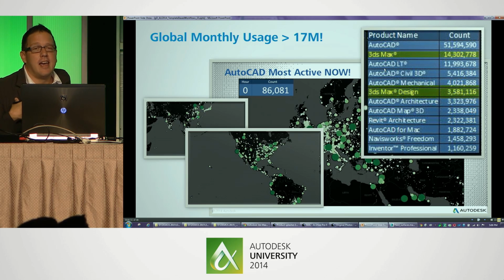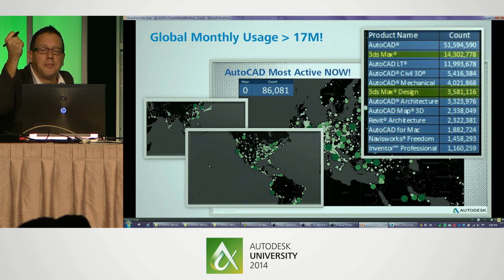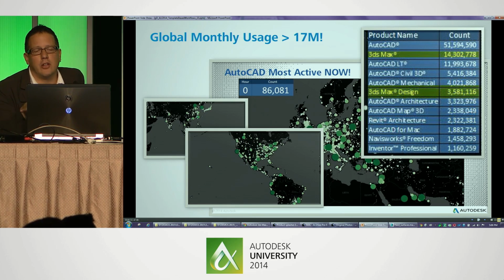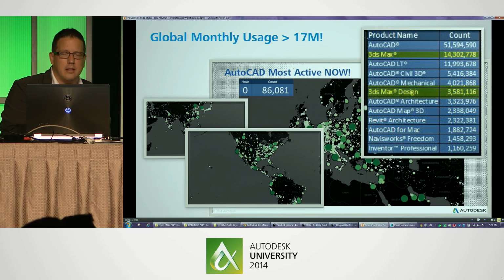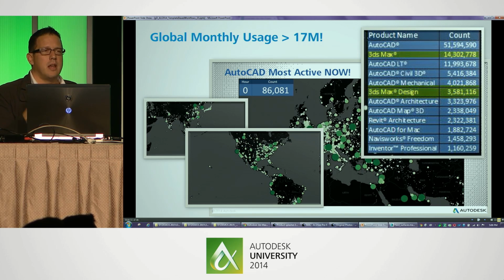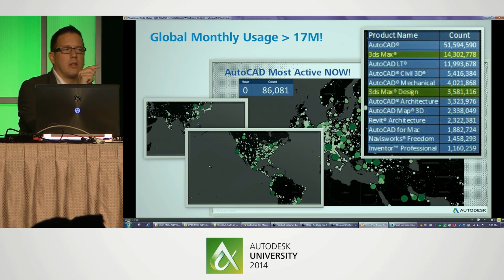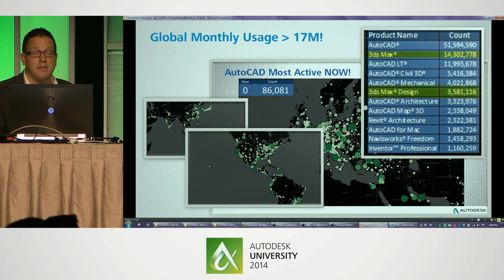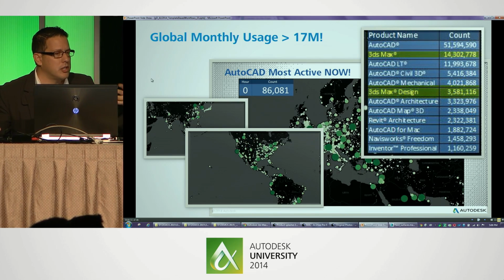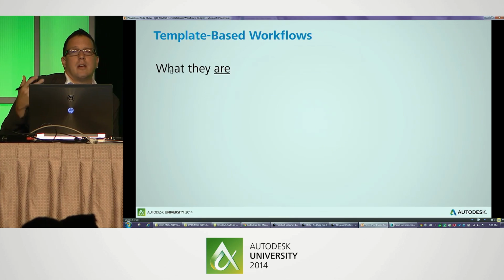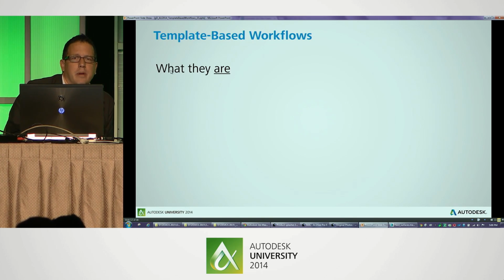But as a Max guy, I'm really cool with we're number 2. So seeing Max and Max Design being number 2 at the company, and to be very clear about what you're looking at here, this is not seats. This is not how many seats have been sold. This is the number of people around the world that double-click the Max icon in a month. So 17 million people are using and launching 3ds Max in a month. So it's the second most used application at the company.